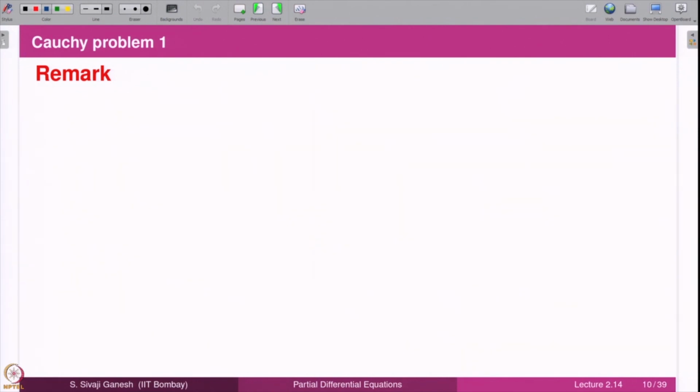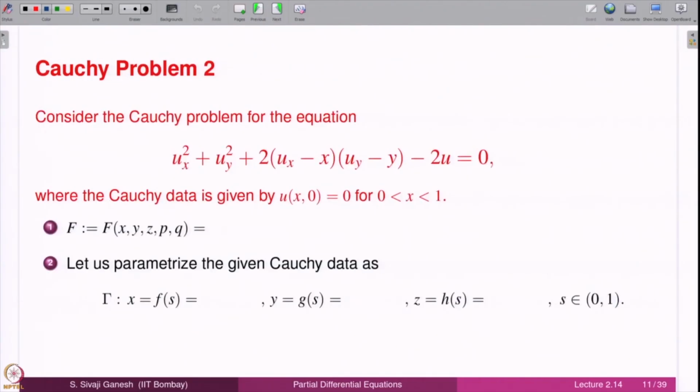Okay, let us move on to the next problem. This looks slightly more complicated. So, what is f here? f = p^2 + q^2 + 2(p - x)(q - y) - 2z, and the datum curve is u(x, 0) = 0. Therefore, this is s, g is 0, h is 0, s in [0, 1].